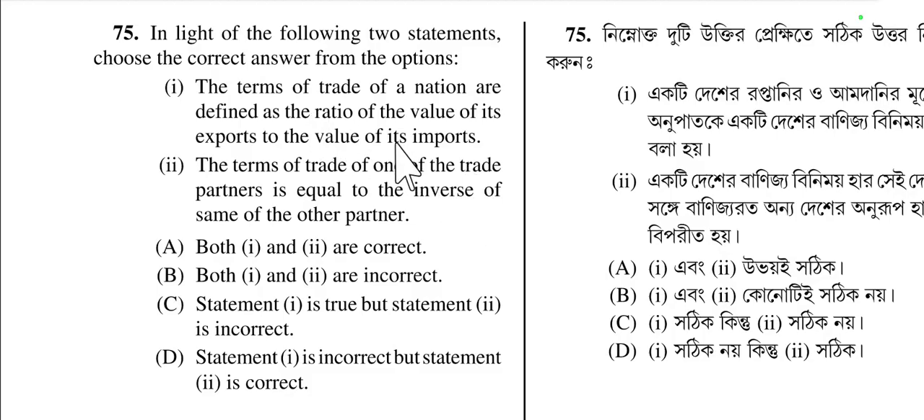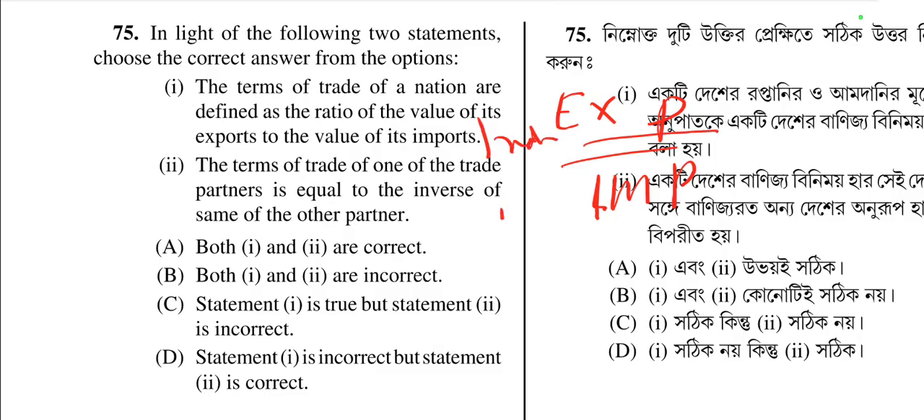So terms of trade is defined by the ratio of export price to import price, not only export by import. It defines the ratio of export price to import price, not the value of the export to the value of import. So it is expressed as the index of export price by the index of import price into 100. So option A is not correct here.